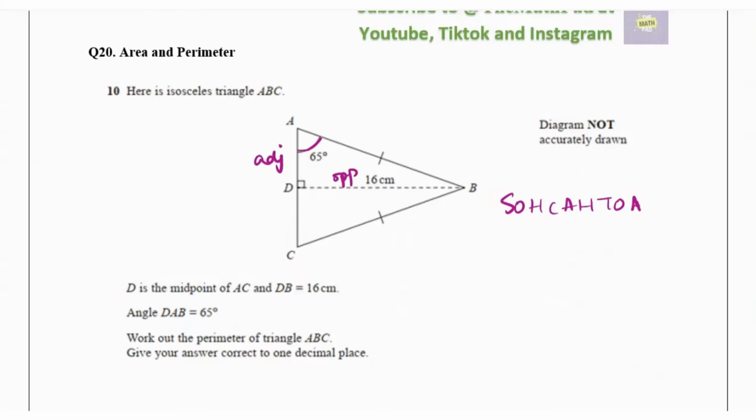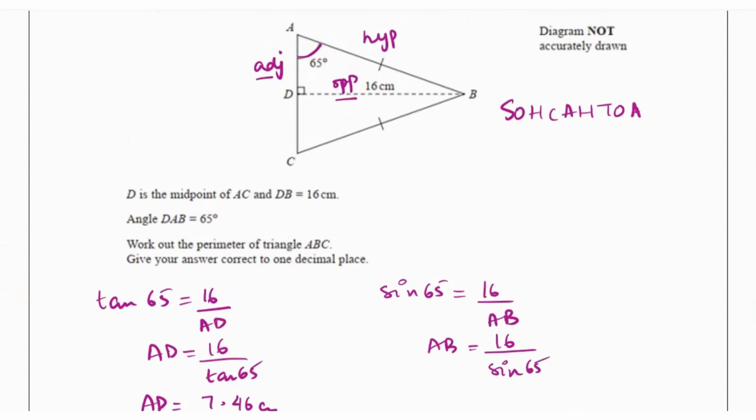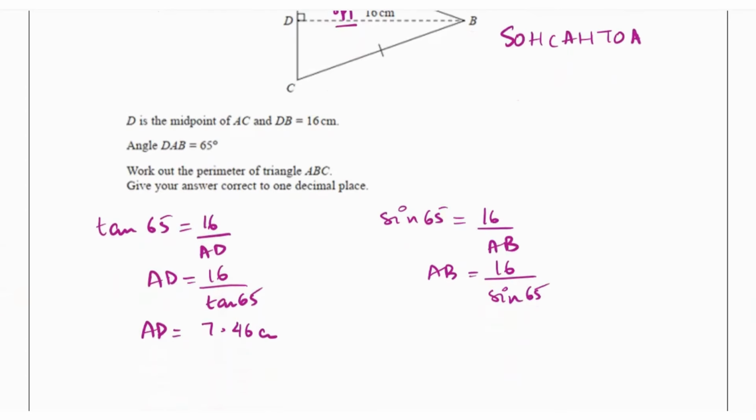Then to find the hypotenuse, we'll use sine. Sine of 65 equals 16 over AB. So AB is 16 divided by sine of 65. That gives us 17.65.